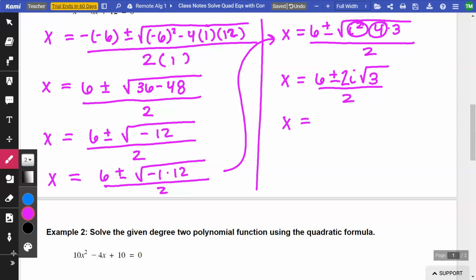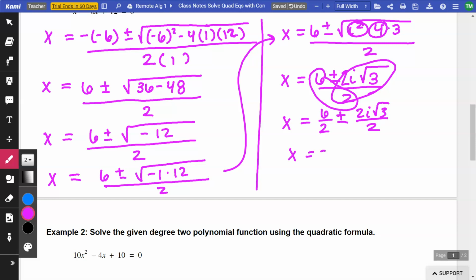So to simplify these fractions, I need to break it up into 2 fractions. So 6 over 2 plus or minus 2i root 3 over 2. So we have to divide both parts by 2. So 6 over 2 simplifies to 3, plus or minus 2i divided by 2 is just i, and then we still have root 3. So our solutions are x equals 3 plus or minus i root 3.